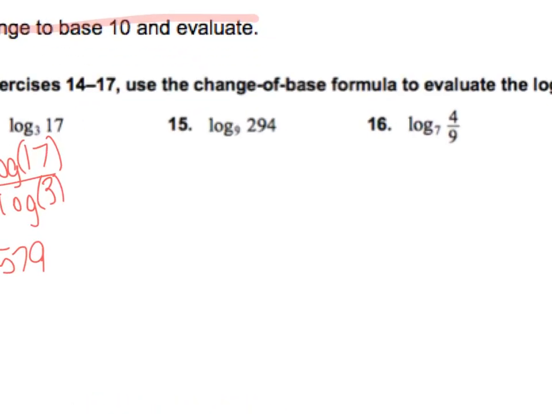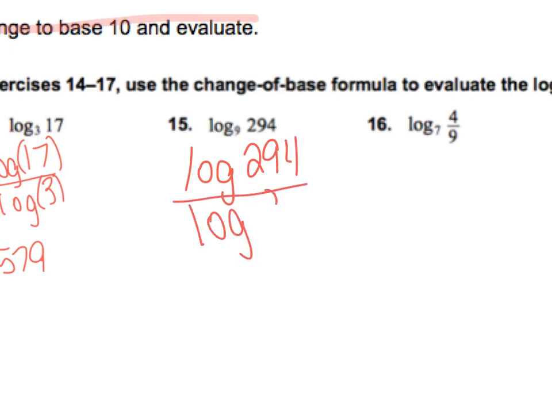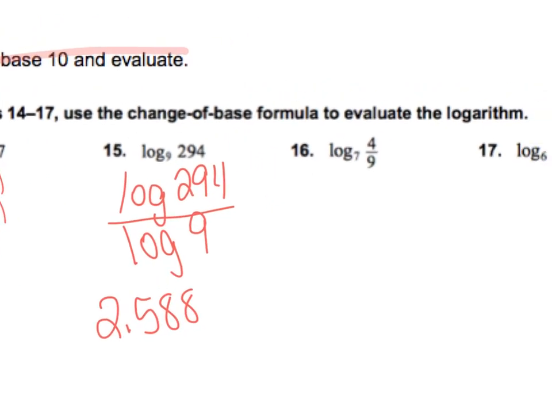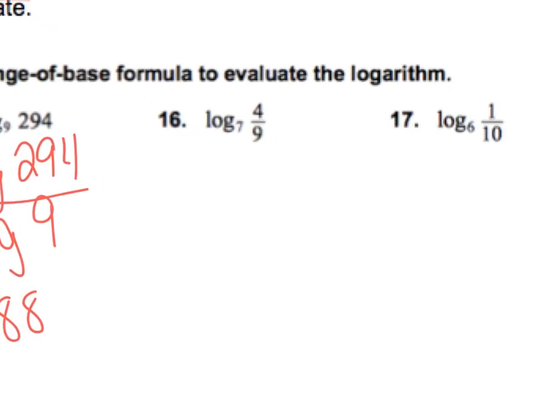So if we start with log base 9 of 294, that's equivalent to log of 294 divided by the log of 9. In your calculator, you would get 2.588. And again, if you notice the directions on the bottom always say to round 3 places past the decimal. Looking at the next one, we have log base 7 of 4/9. We are still going to follow those same basic rules. Even though it's a fraction, we'll worry about expanding that fraction in just a second.